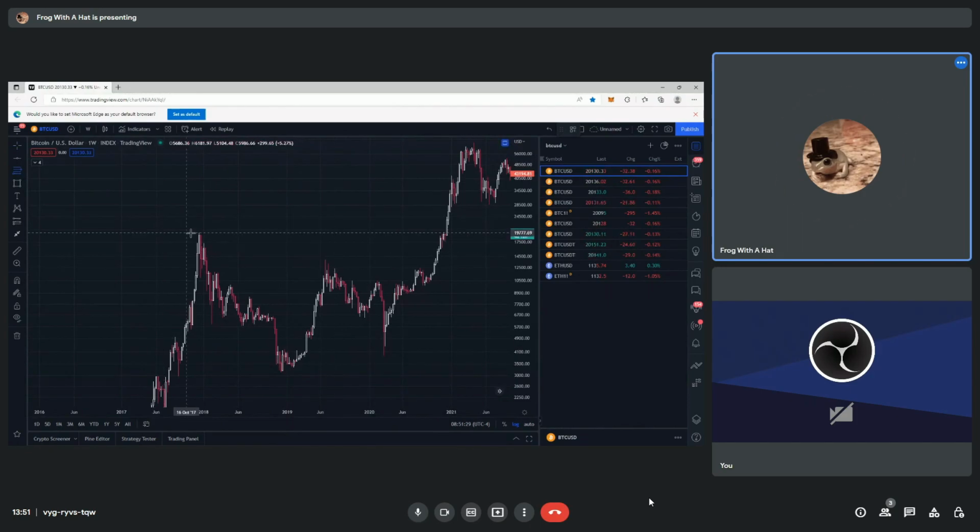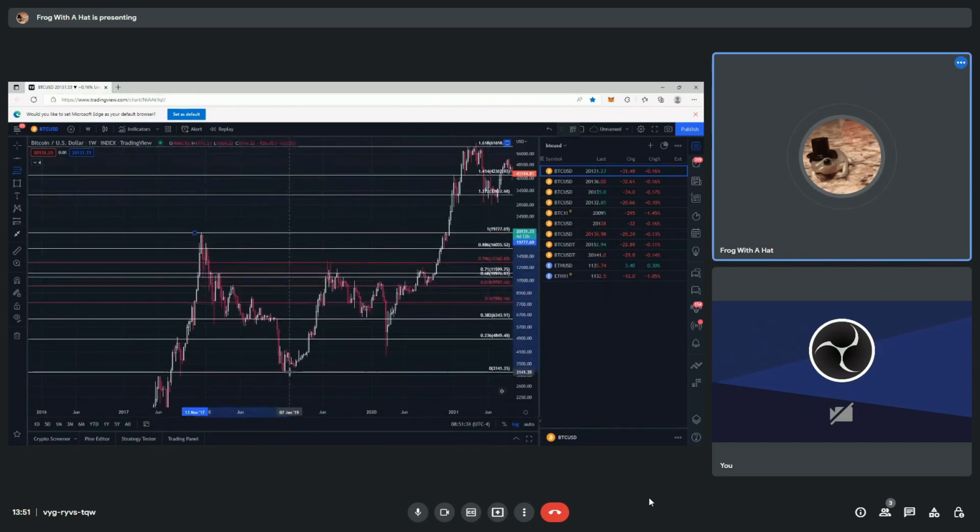Let's draw the Fibonacci from here till the bottom. We had a downtrend and we start recovering up. This is the retracement up, so we start looking at the Fibonacci from here.